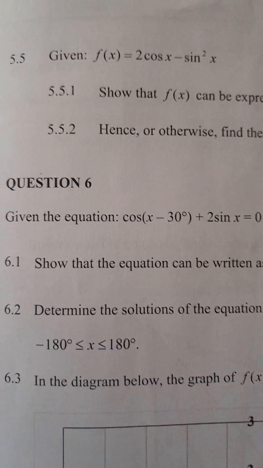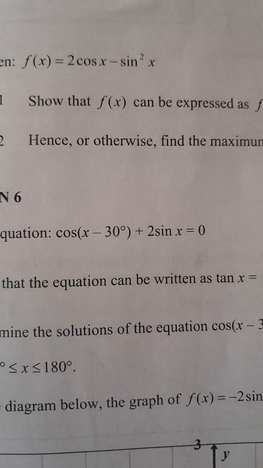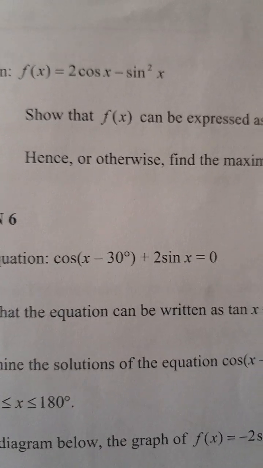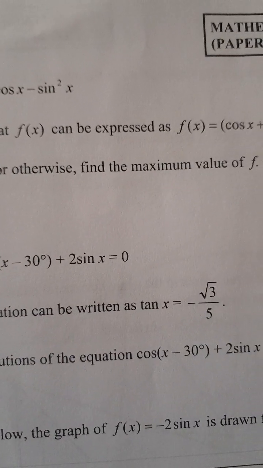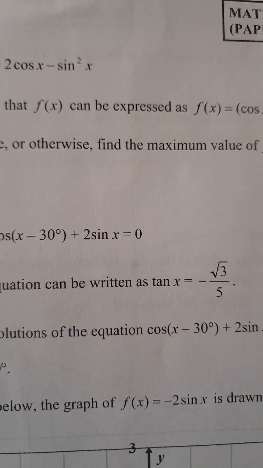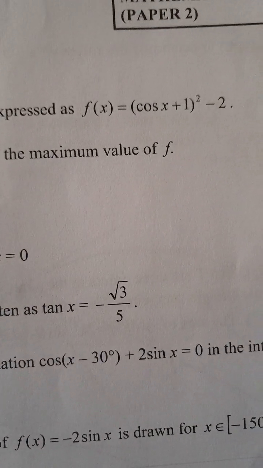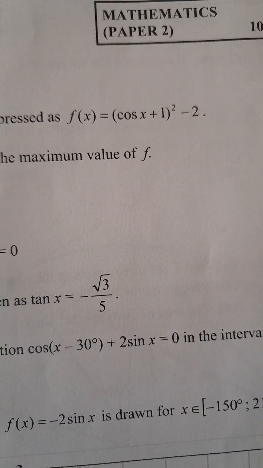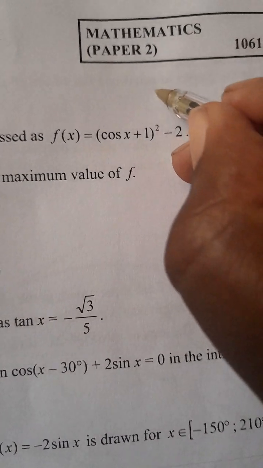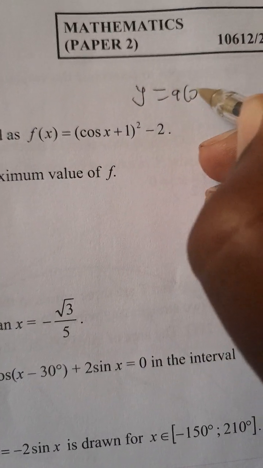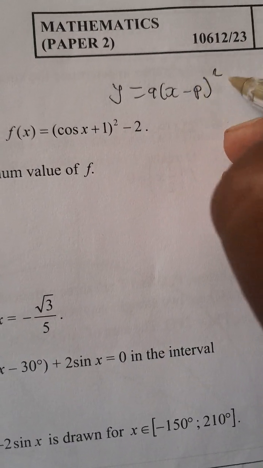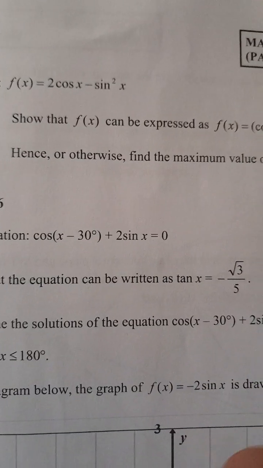5.5. At 5.5, you are given that f of x equals 2x minus sine squared x. So we have to show that this can be expressed as follows: f of x equals cos x plus 1 squared minus q. You could see that this is written in the form of completing the square. So the best way is to complete this.